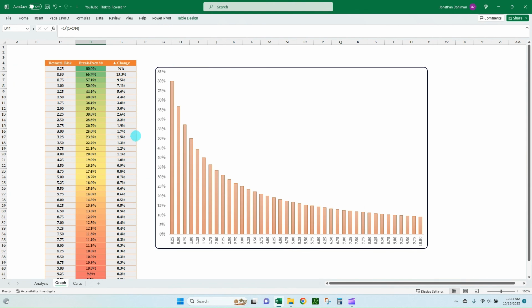Otherwise, you're equipped to be able to calculate multiple price target reward to risk ratios and break-even win percentage.